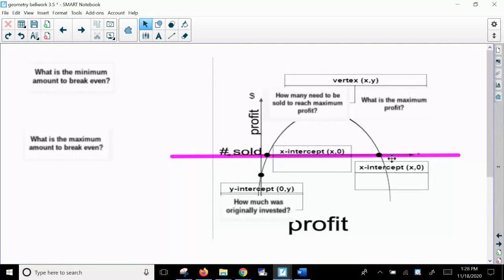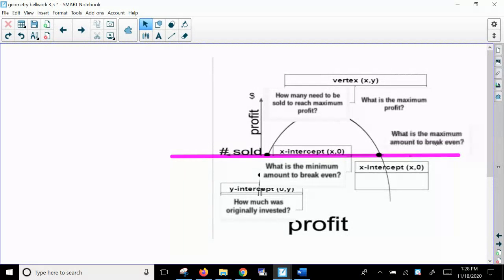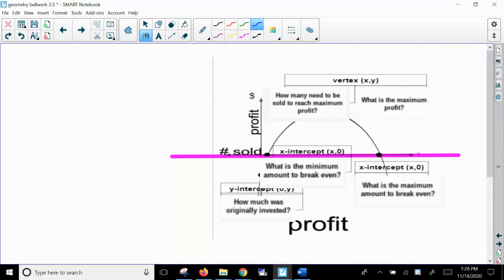Well, you know how the x-axis is a number line. So the second one represents more items than the first. So the first x-intercept would be the minimum amount to break even, and the second x-intercept would be the maximum amount to break even. What you talking about, Miss Speight?